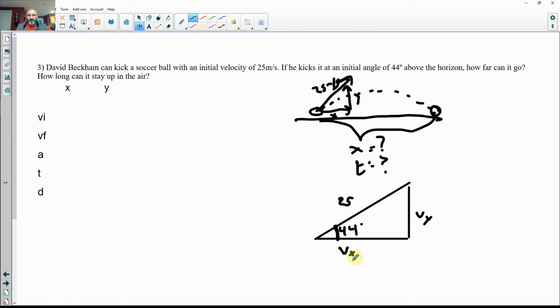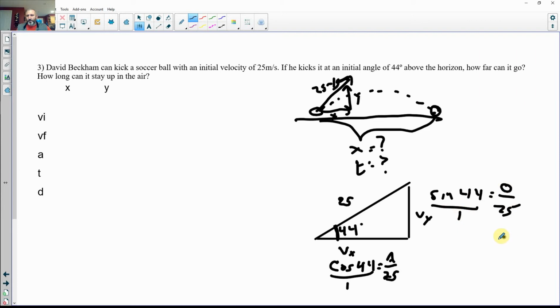So for the x, we have the hypotenuse, so I'm going to say cosine is the one we're going to use. Cosine of 44 equals adjacent over the hypotenuse, but the hypotenuse is just 25. And then for this one, it's going to be sine 44 equals the opposite over 25. And remember that sine 44 and cosine 44 are just numbers. So I'm just going to literally cross multiply. 1 times O is O.